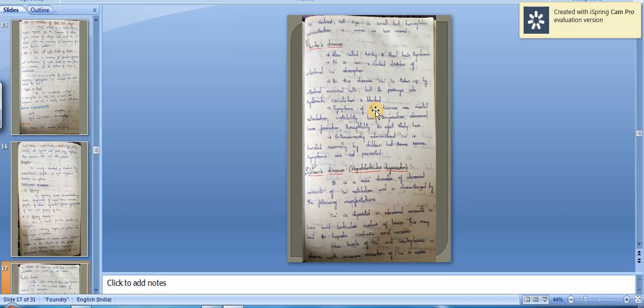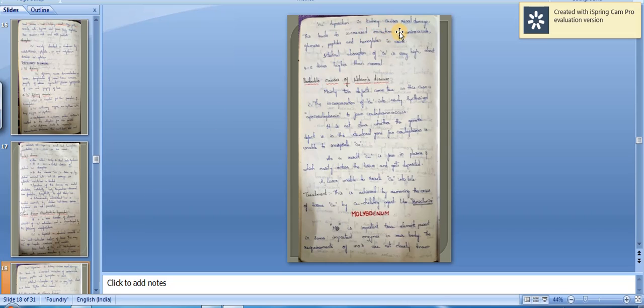Next, copper deposition in kidneys. Copper deposition in kidney causes renal damage. This leads to increased excretion of amino acids, glucose, peptides, and hemoglobin in urine.